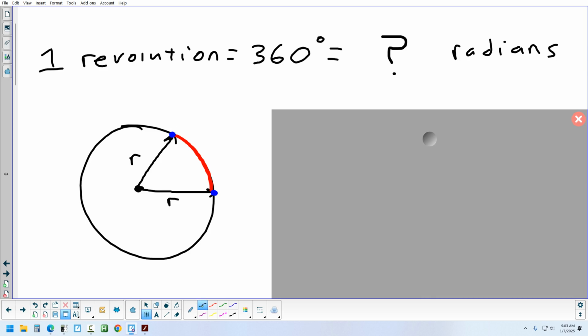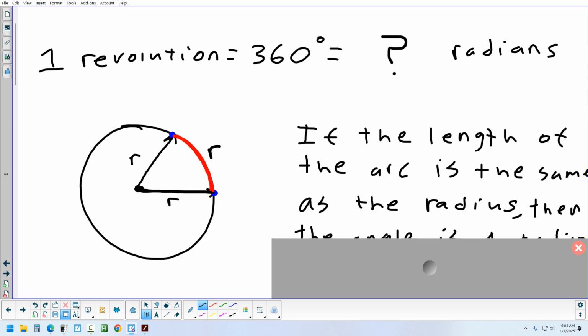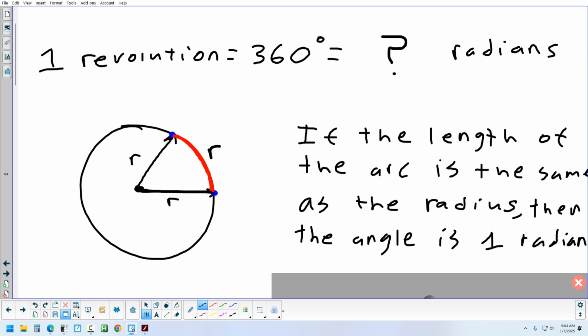Now, what I'm trying to explain here, that's a pretty good picture. I think that picture is pretty much to scale. If you measure the length of that black line that I just drew, and you measure the length of that red arc that I just drew, and they come out exactly the same, then you have a picture of 1 radian. So in that picture, if the length of that arc in red is the same length as the radius, then you have a picture of 1 radian.